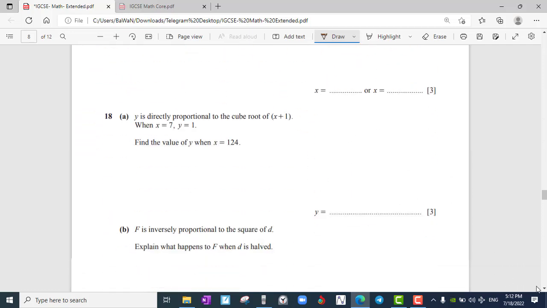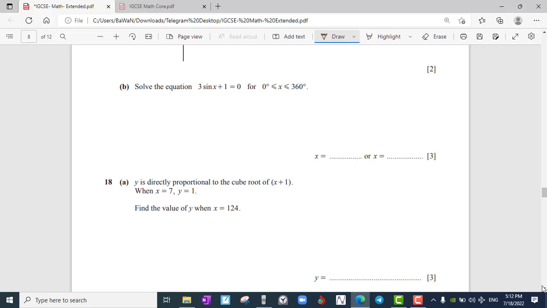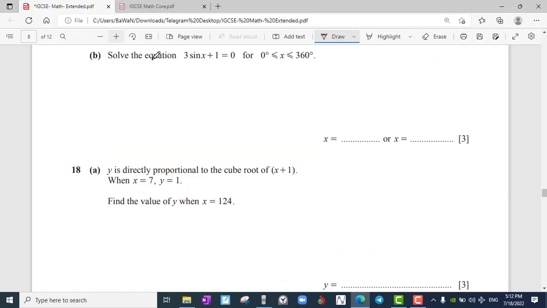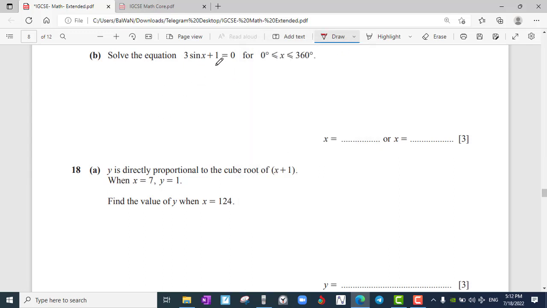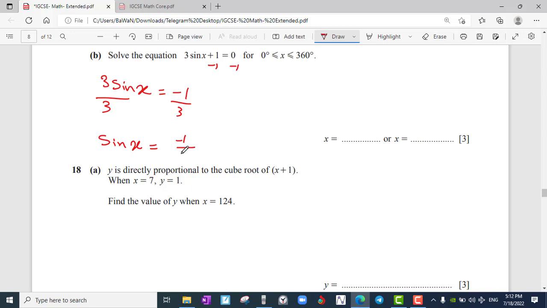Solve the equation. Solving trigonometric equations, we try to have sine x alone on one side of the equation, numbers on the other side. So this is our target, to have sine alone. In order to do this, we subtract 1 from both sides. We will have 3 sine x equal to -1. Now get rid of this 3, divide by 3. So sine x is -1/3. Now we have sine x alone on one side, and it doesn't matter whether left side or right side.